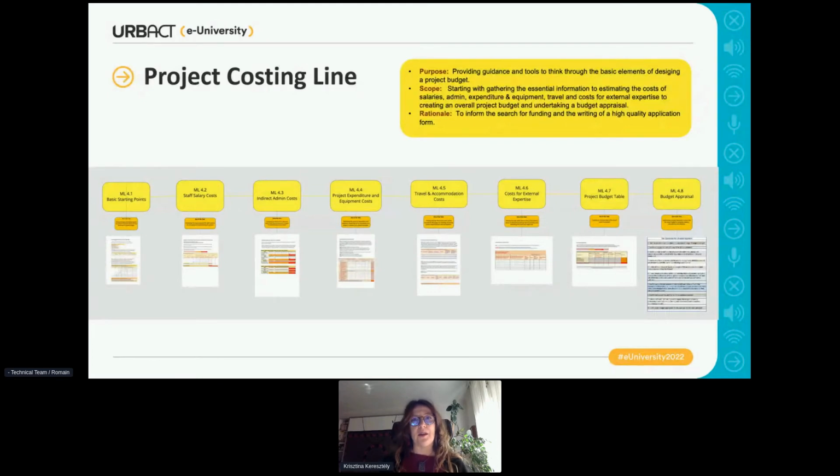And the last 2 steps will talk about, firstly, the creation of a total budget, and an important, crucial step of this is the budget appraisal. So let's go to the next slide, please.